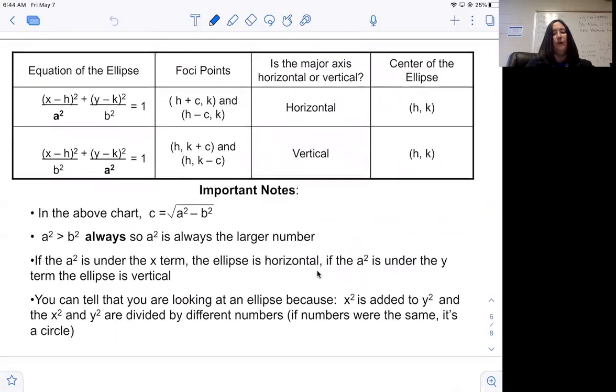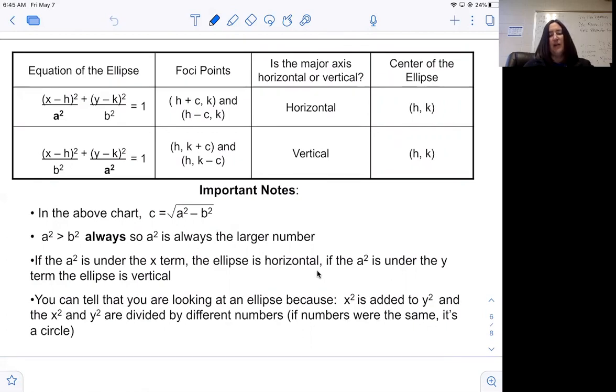How do you find your foci? Your foci are h plus c, comma k, and h minus c, comma k. So they will fall along your major axis. Here is your general equation. If you think back, it looks kind of like the equation of a circle. Notice you're dividing by a squared and b squared, which will be constants. It does give you some additional information here.